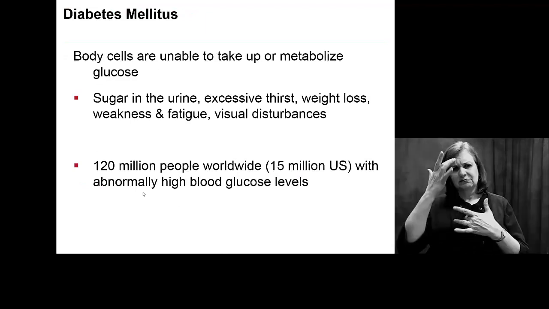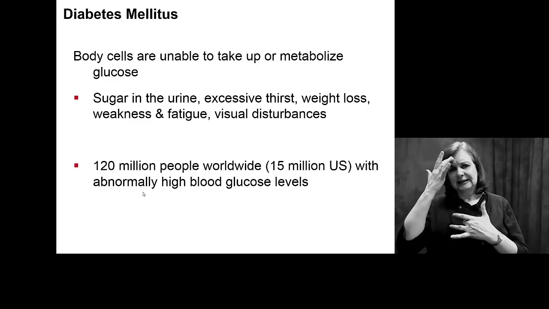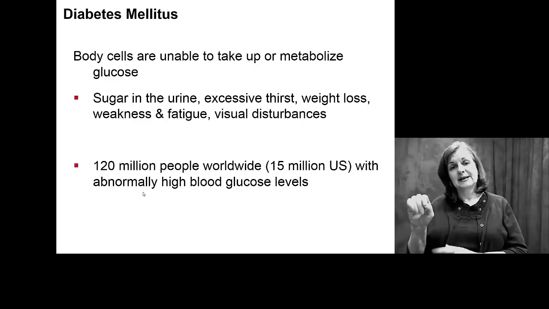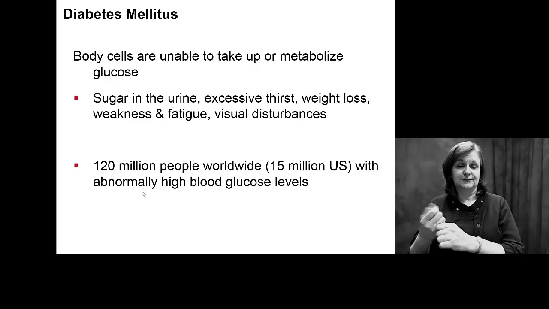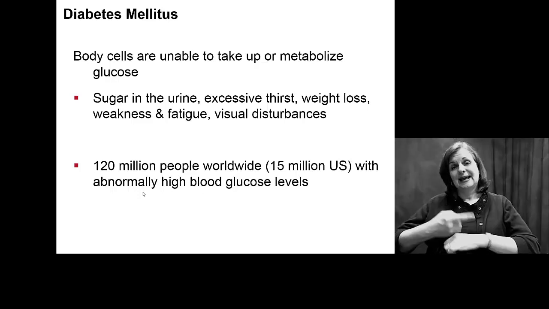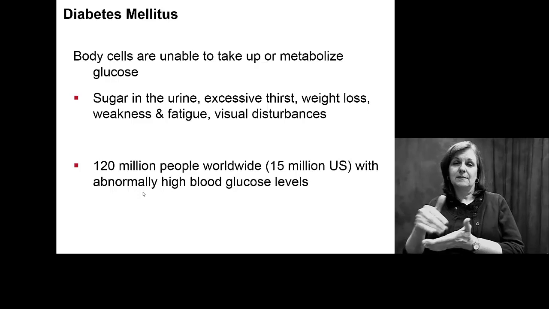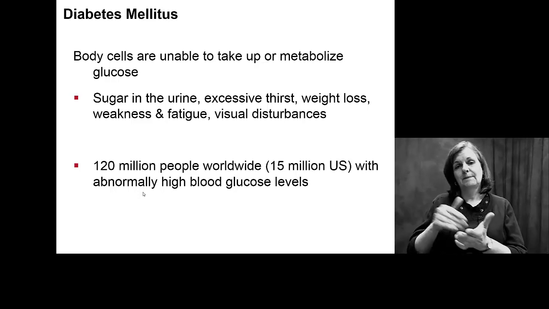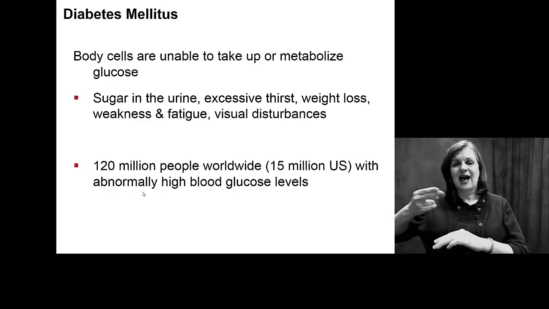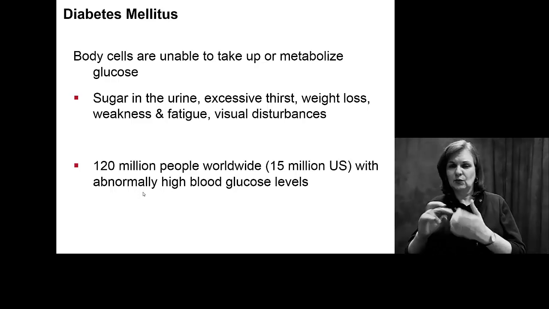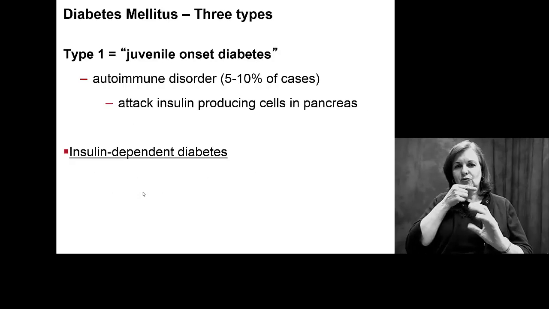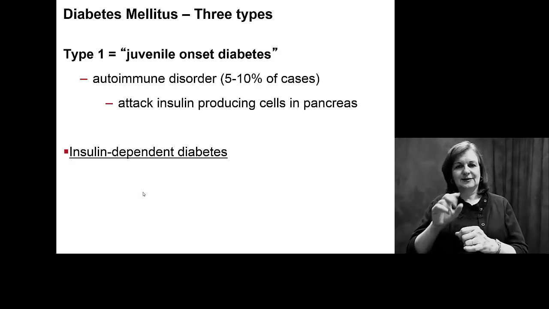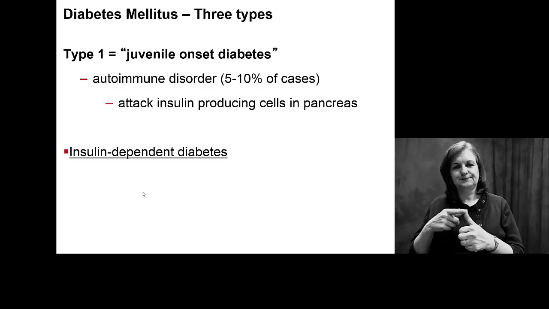I think many of you probably know about diabetes. I want to talk to you a little bit about it because we've seen changes in diabetes over the last 20 or 30 years. Right now, we look at about 15 million people in the U.S. or 120 million people worldwide with abnormally high blood glucose levels. And what this means is the cells are not taking up glucose properly and using it in cell respiration as they should. We have got three types of diabetes.